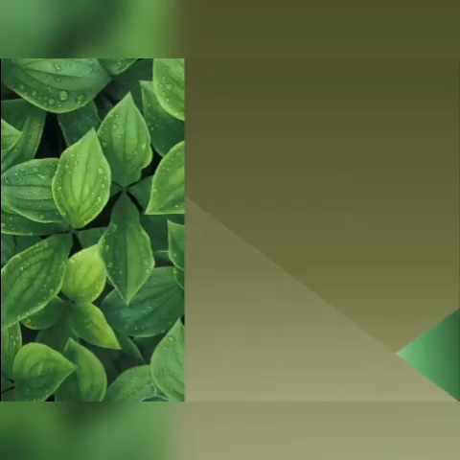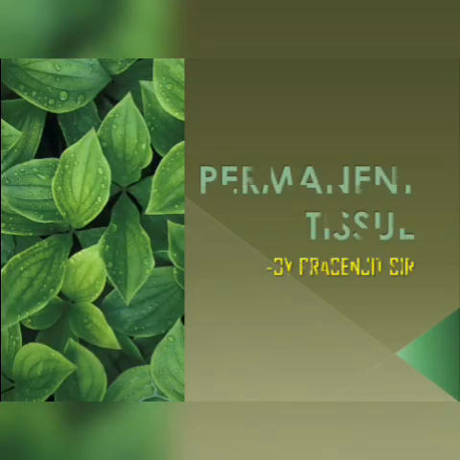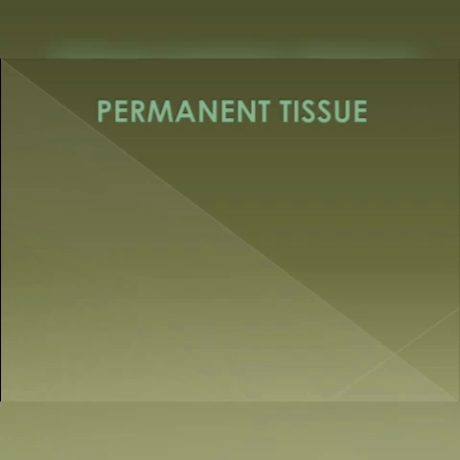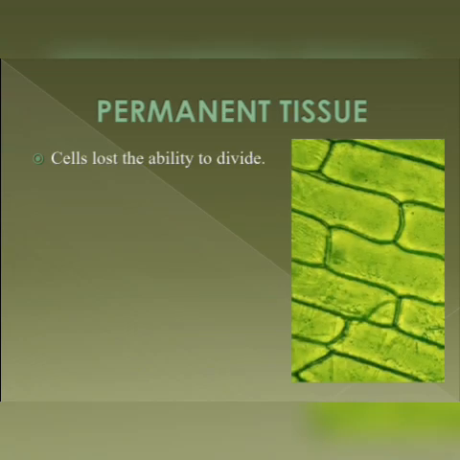Hello everyone. Today we will be doing the topic on permanent tissues. To understand permanent tissue, we have to understand characteristics of permanent tissue. In permanent tissues, cells have already lost the ability to divide. These cells are actually formed from meristems.